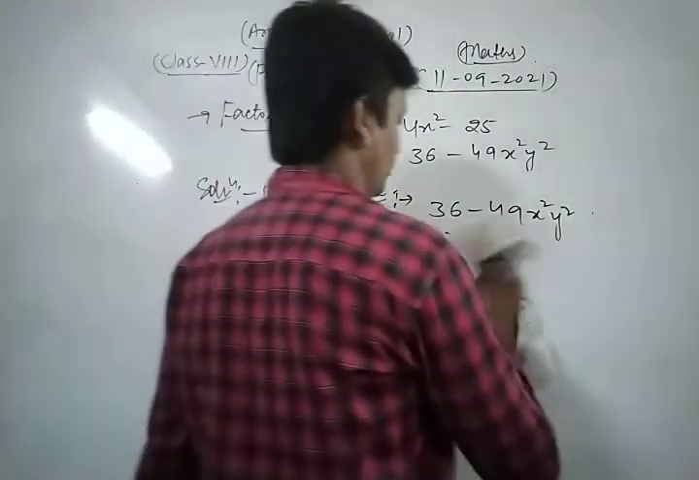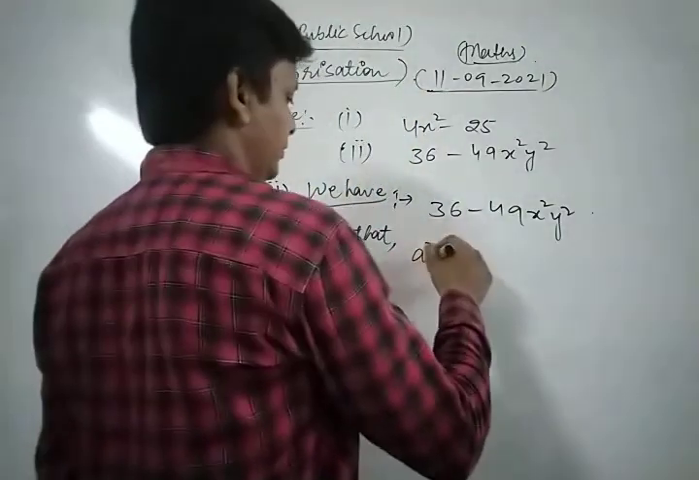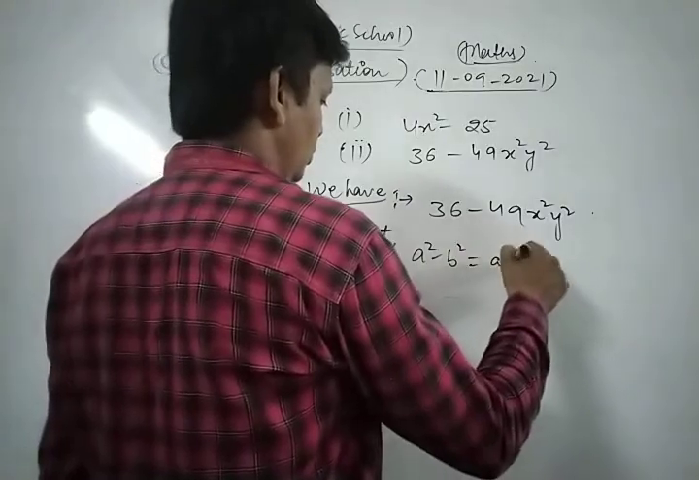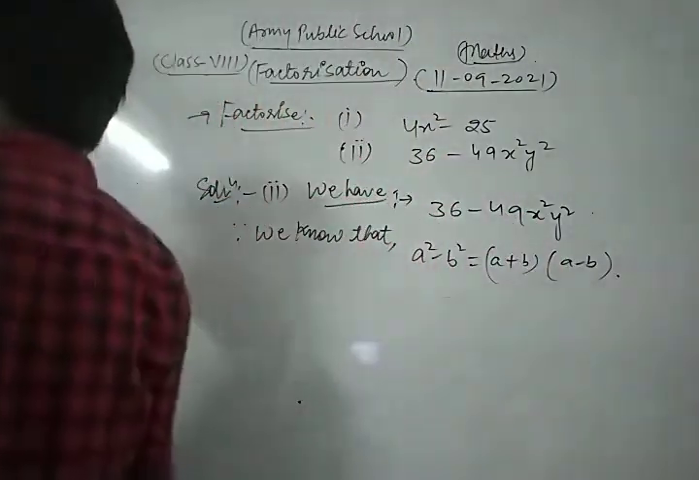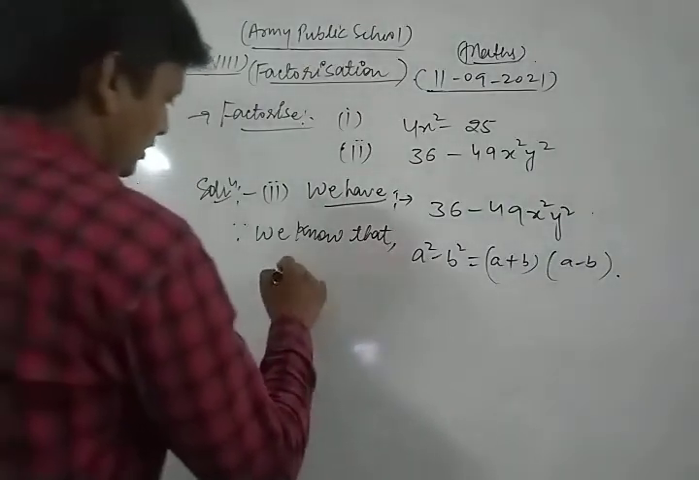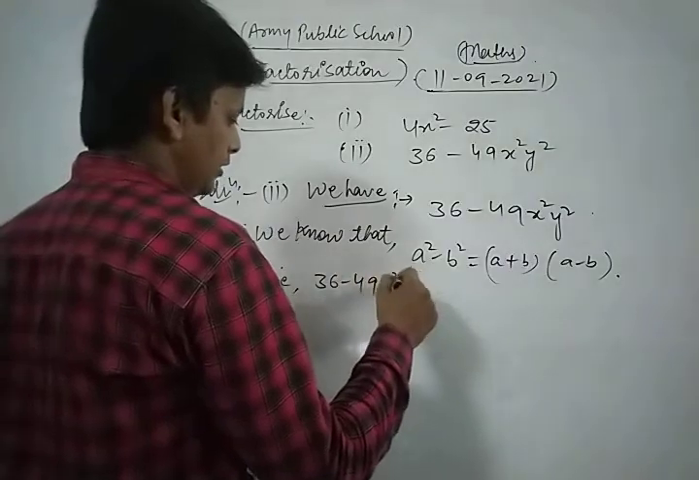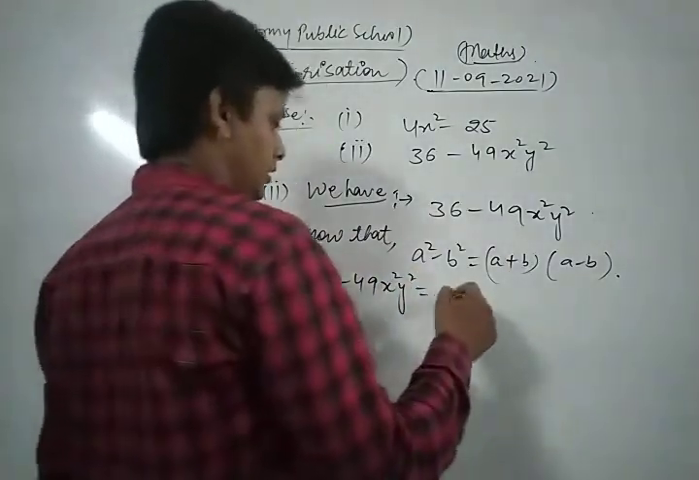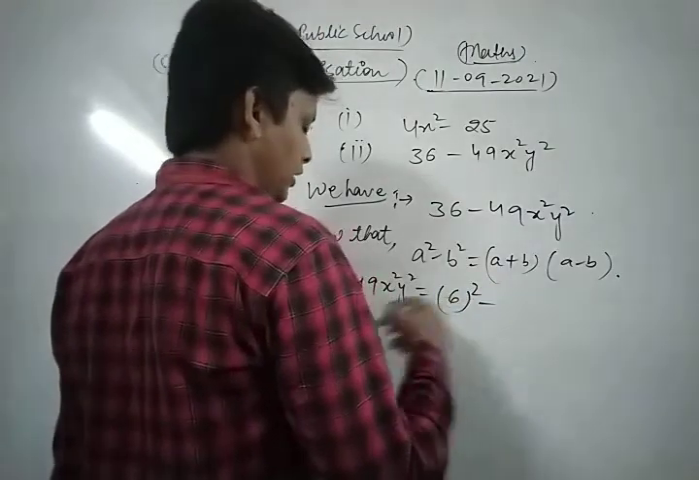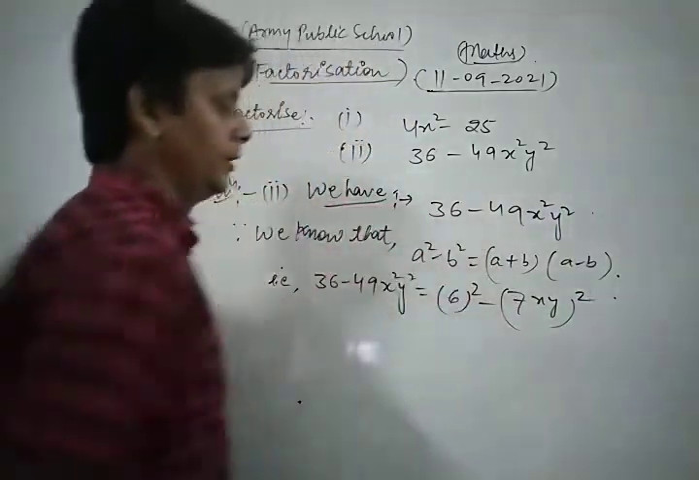We know that, first of all, we write the identity. So we know that a square minus b square is equal to a plus b into a minus b. That is 36 minus 49x square y square. We can write 36 as 6 square minus 49x square y square, which is 7xy whole square.